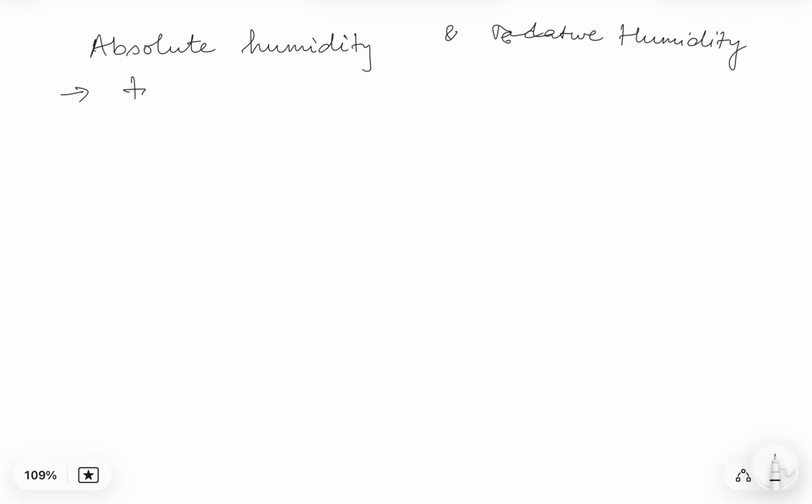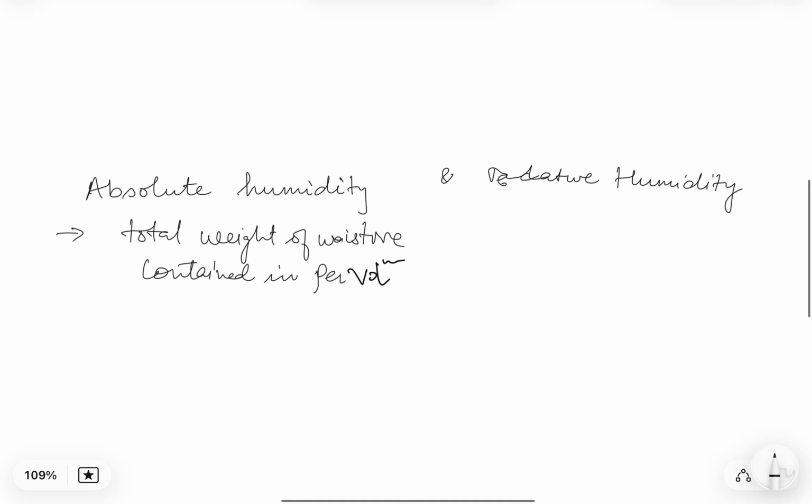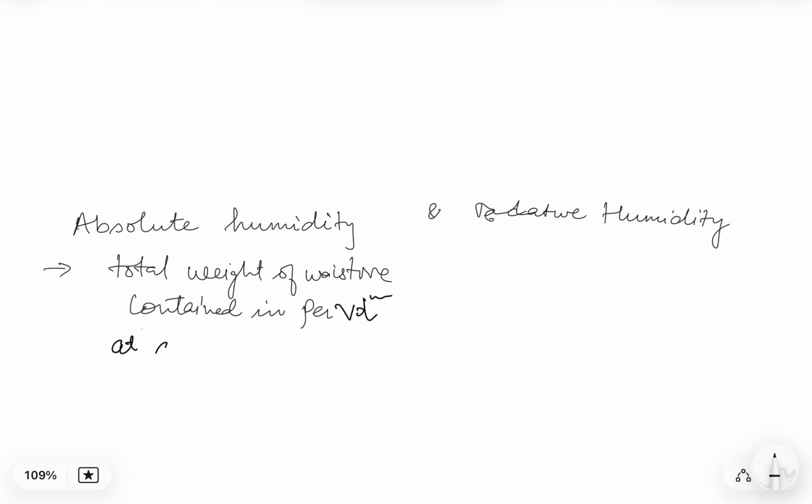Absolute humidity is the total weight of the moisture contained per volume of air at a definite temperature.